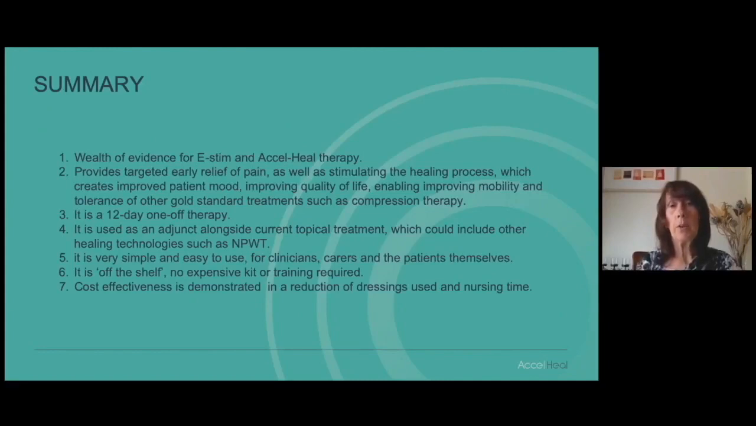It is a 12-day one-off therapy used alongside current topical treatment. It is very simple to use, both for clinicians, carers and patients themselves. And it is a one-off, off-the-shelf, no expensive kit or large consumables needed, and very little training required. And cost effectiveness has been demonstrated in reduction of dressings used and nursing and medical time.